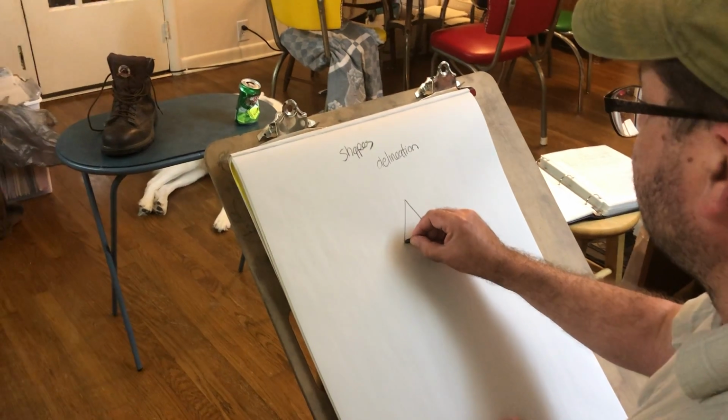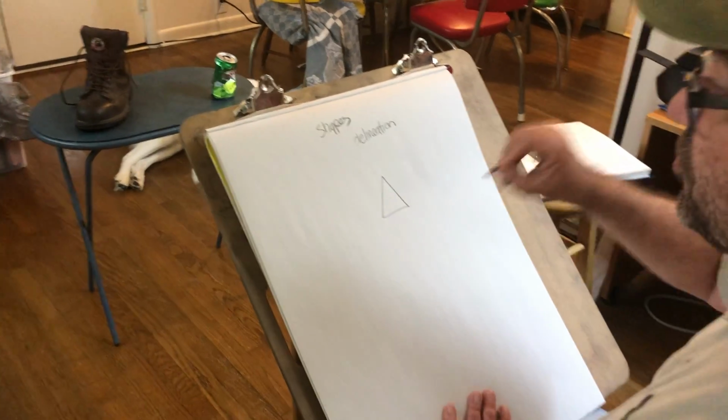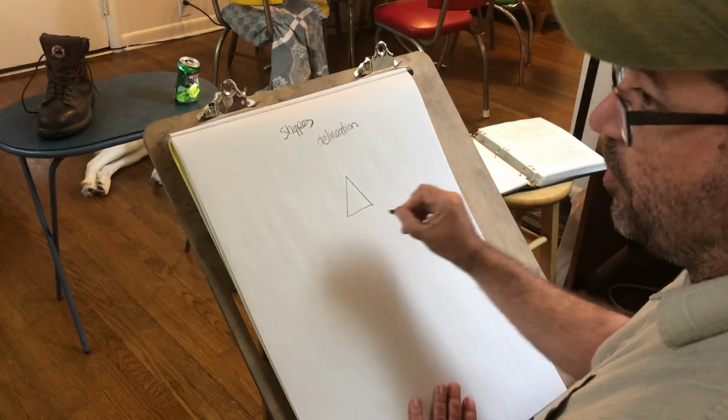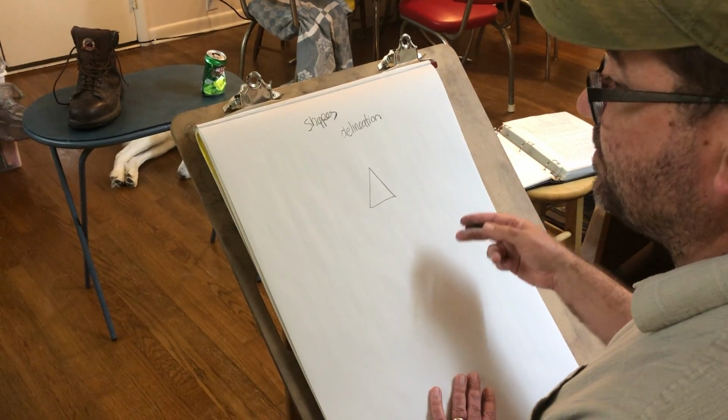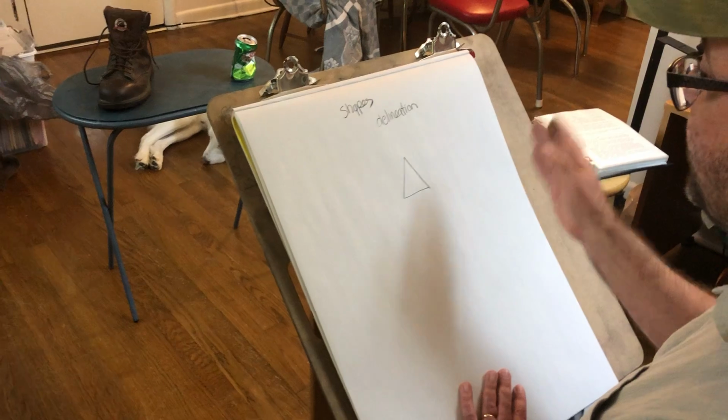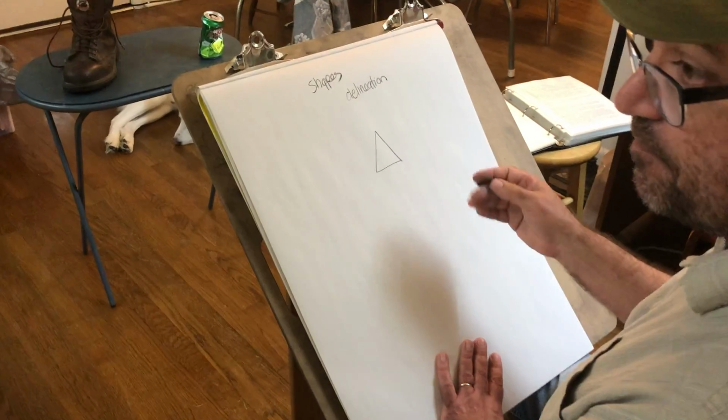Not literally drawing one line going all the way around. So what are other ways that we can create shapes? Specifically, what are other ways we can create shapes using line?